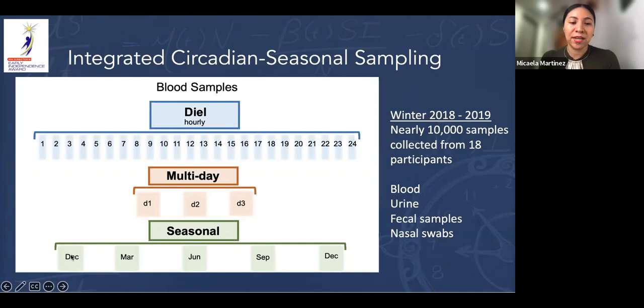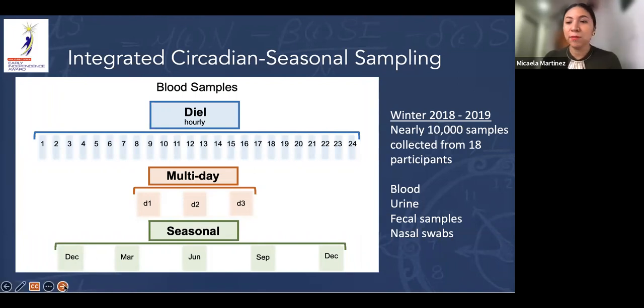So we brought people in each season of the year. So we brought them in around winter solstice 2018, the spring equinox 2019, summer solstice 2019, the autumn equinox 2019, and then winter solstice 2019. And each season that each participant was in, they stayed in for 3 days straight. And during each of those 3 days, we took blood samples from them every single hour.